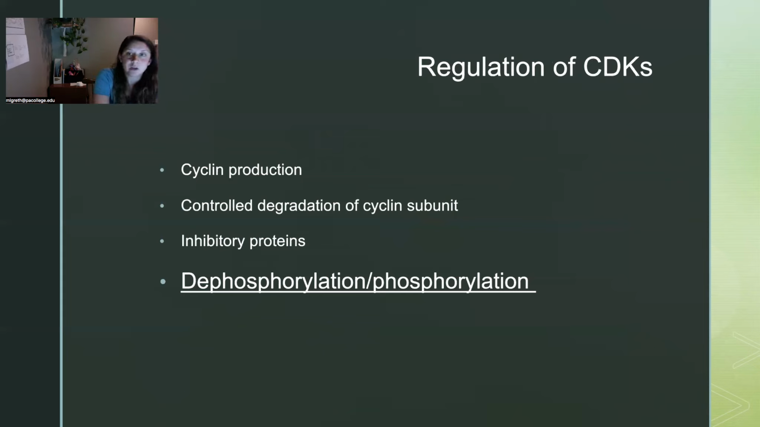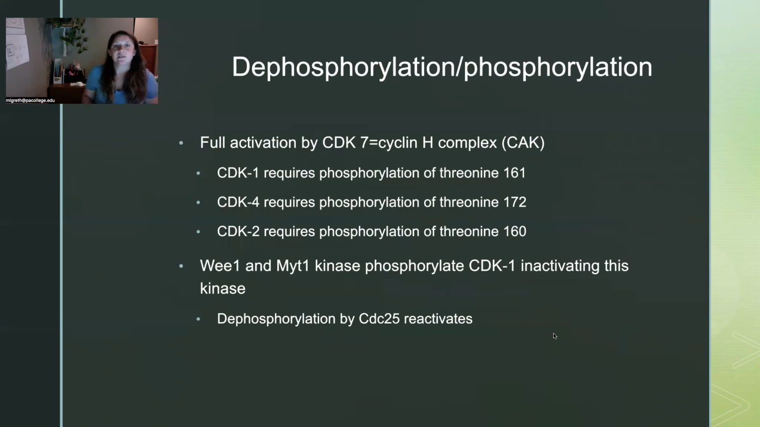And the last regulation of the CDK is the phosphorylation and dephosphorylation. So full activation by the CDK7 cyclin H complex, also known as CAK. The CDK1 requires the phosphorylation of threonine 161. CDK4 requires phosphorylation of threonine 172. And CDK2 requires the phosphorylation of threonine 160. So these do need to be phosphorylated to be able to be activated.